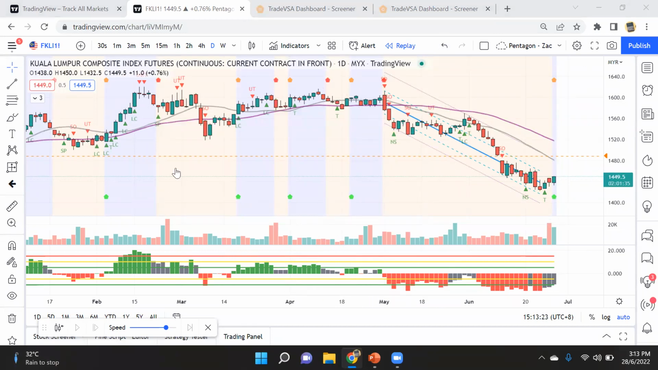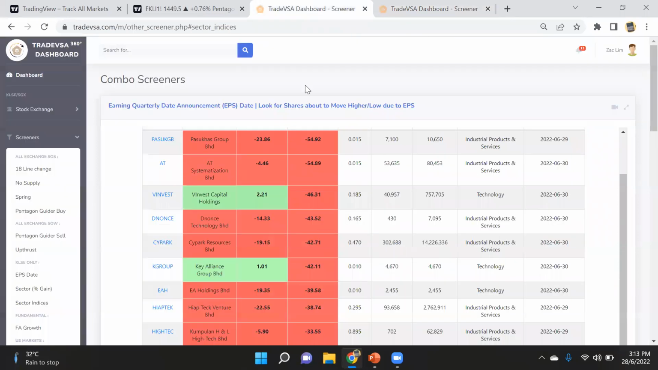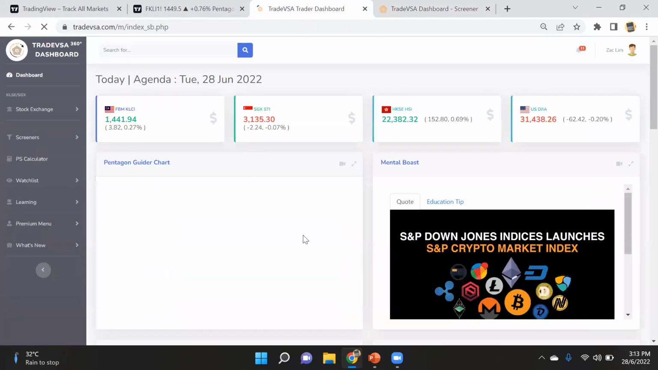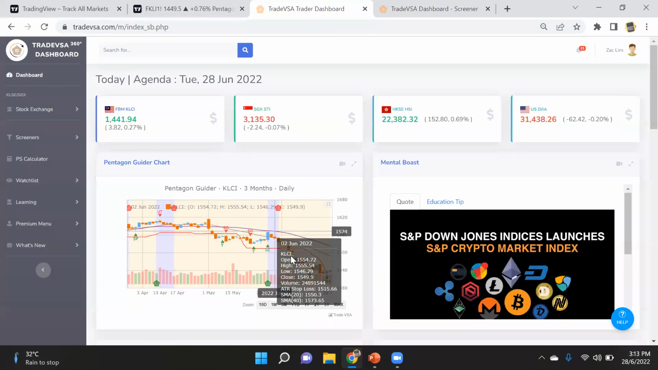Okay, good. So now let's move to our screener. Again, log into the VSA 360 dashboard. In this homepage, there are a few things that we want to look into. First of all, KLCI. So obviously KLCI is still in red. But later on we'll go to TradingView to check the trend line and market stages too.